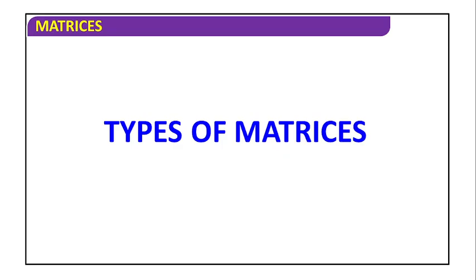In last class we discussed what is meant by matrix, what are the characters of matrix, how to write the matrix, and what is the order of matrix. Today we are discussing the different types of matrix.